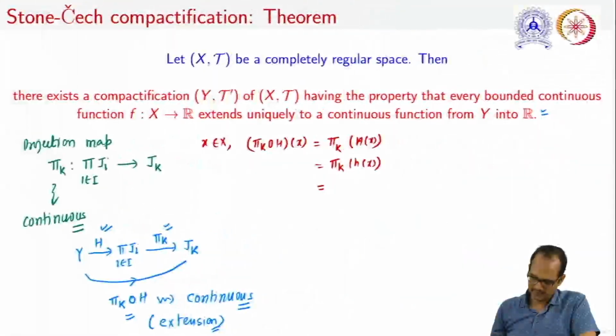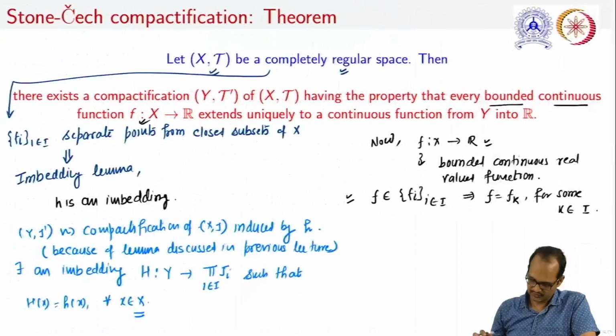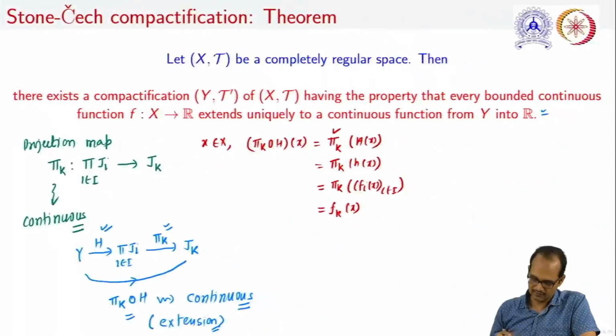What we can conclude from here is that this is pi_k of f(x_i) in I, and because this pi_k is a projection map, this is precisely f_k(x). It is to be noted that f_k is nothing but the function f itself. Therefore, this is f(x). So this is a continuous function which extends the function f from X to R.